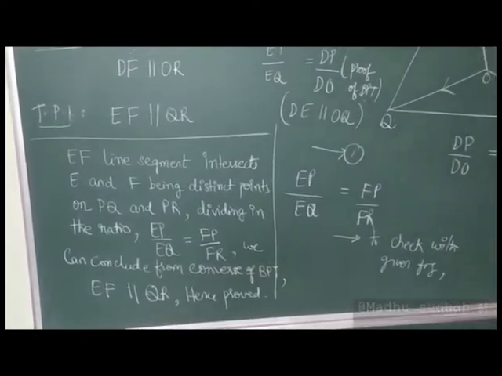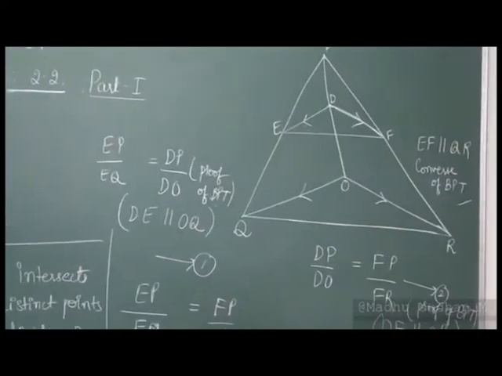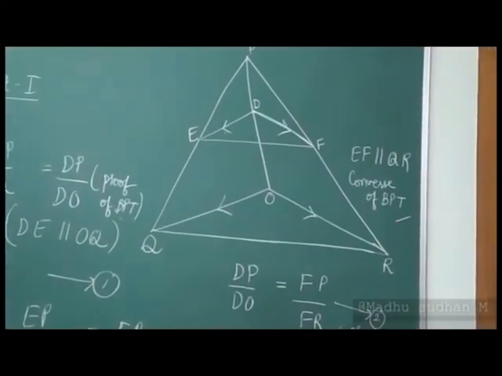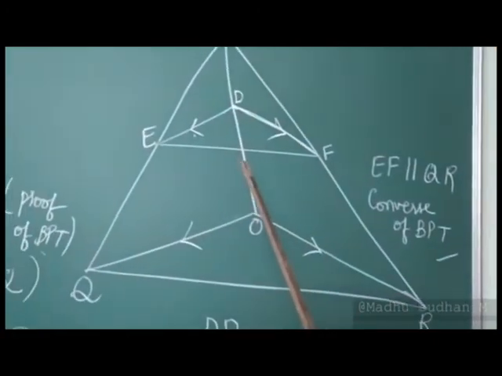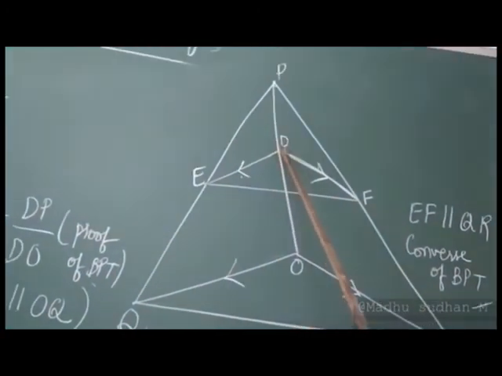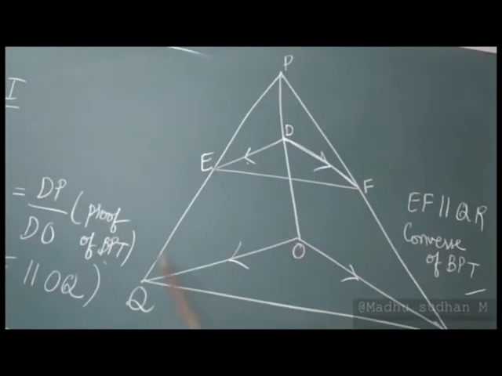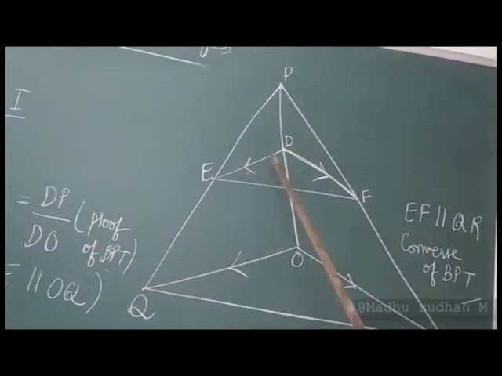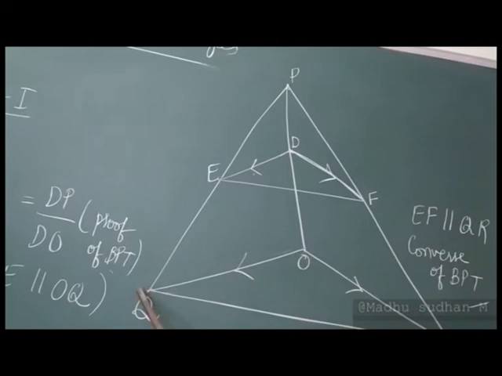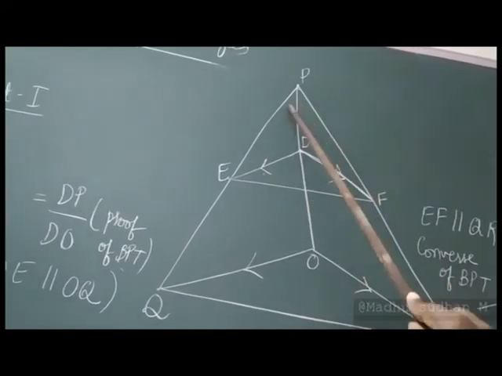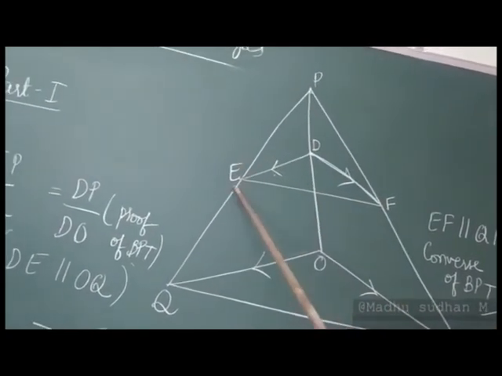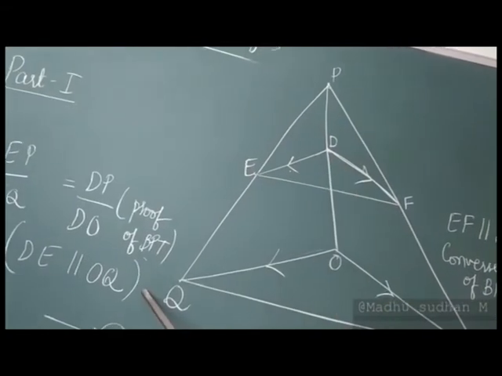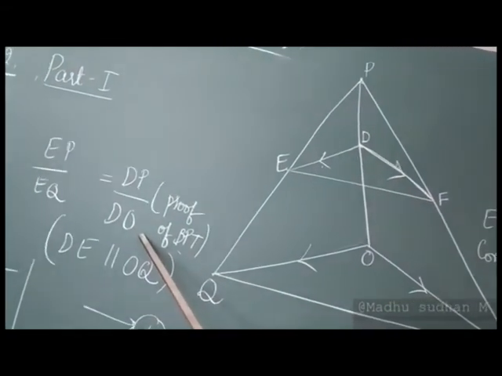So to prove any question under similar triangles, we should always have the diagram beside us. Once again, let me repeat. See, children, we have DE parallel to OQ, right? So can we not write DP by DO, which is equal to EP by EQ? Follow, children. That is my equation 1 here.